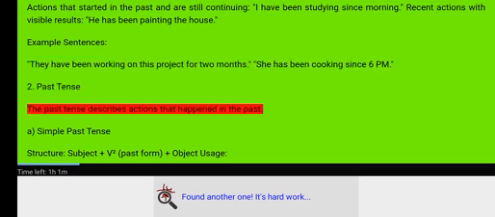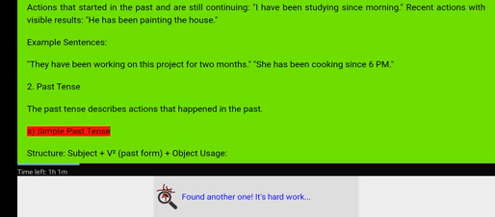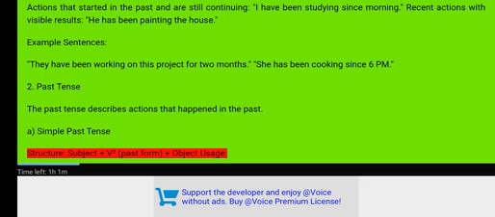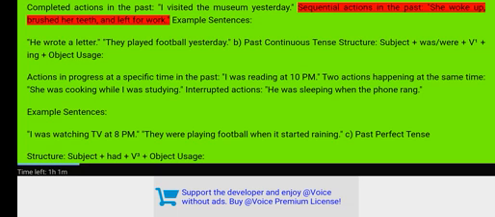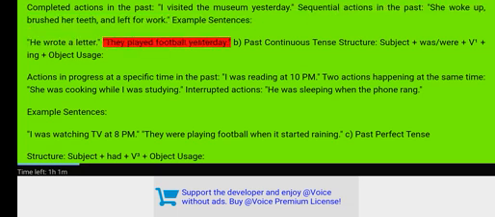2. Past tense. The past tense describes actions that happened in the past. A. Simple past tense. Structure: subject plus V2, past form plus object. Usage. Completed actions in the past: I visited the museum yesterday. Sequential actions in the past: she woke up, brushed her teeth, and left for work. Example sentences. He wrote a letter. They played football yesterday.